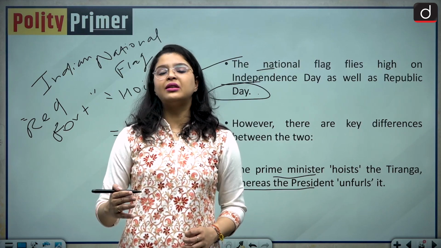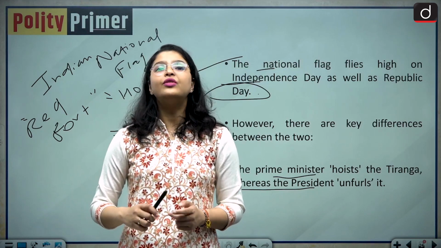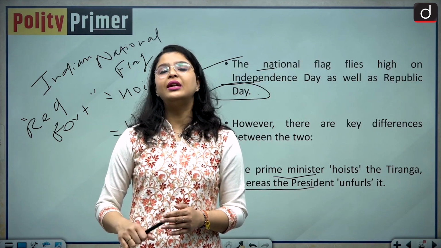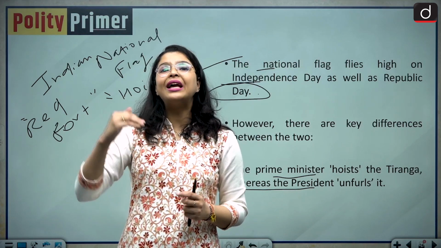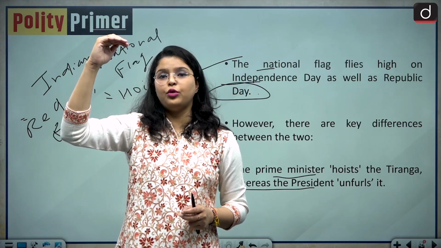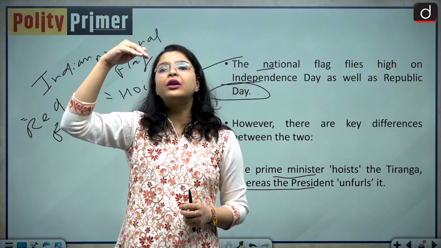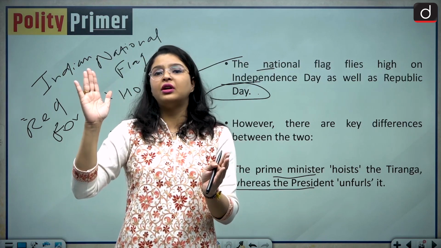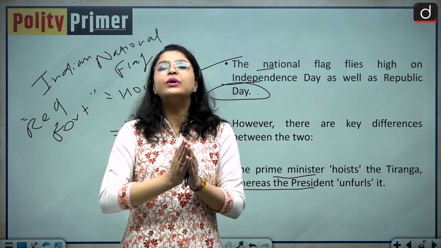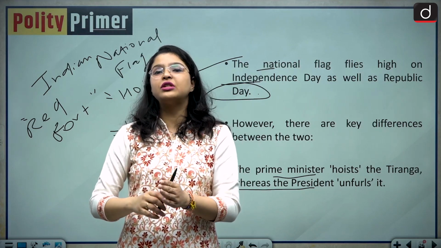We have the Beating Retreat ceremony, and we have various cultural ceremonies happening there. So when the flag is finally unfurled on Republic Day, you will see the difference: the flag is tied at the top of the pole, and the President is not pulling up the strings to raise the flag. He just pulls the string and the flag is unfurled. So this is the basic difference between hoisting and unfurling of the national flag.